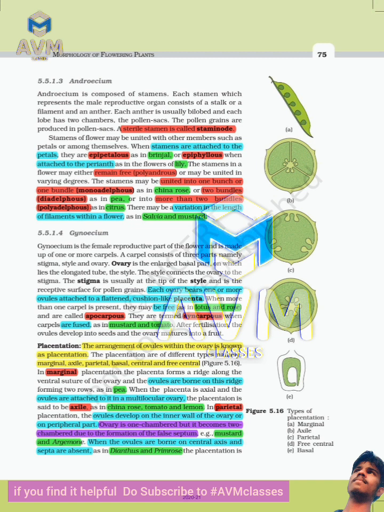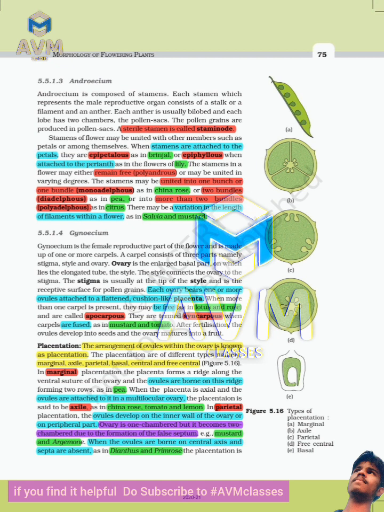5.5.1.3 Androecium. Androecium is composed of stamens. Each stamen, which represents the male reproductive organ, consists of a stalk or a filament and an anther. Each anther is usually bilobed and each lobe has 2 chambers, the pollen sacs. The pollen grains are produced in pollen sac. A sterile stamen is called staminode.